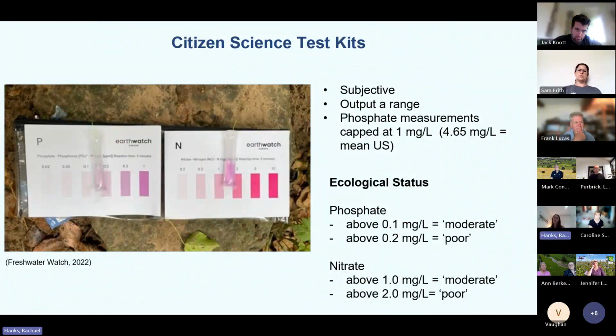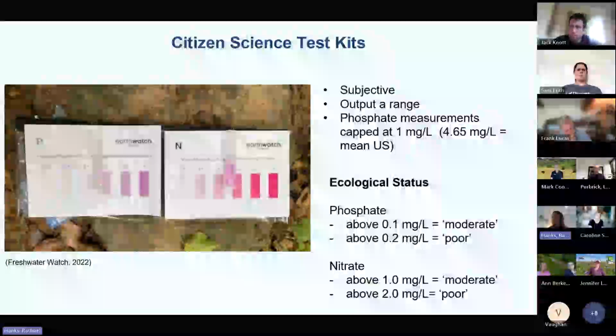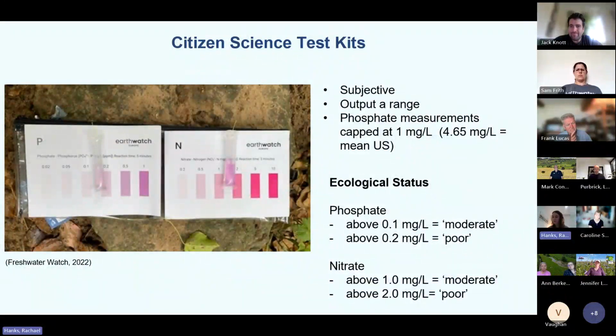And then just a little bit on the citizen science. So I've got an image here from Freshwater Watch of the test kits for nitrates and phosphates, as I'm sure many of you are familiar with. And one of the main limitations here is that the phosphate measurement is capped at 1 milligram per litre. And I was getting readings of 9.2 around the outfall pipe, so quite a lot higher than what can be tested for by the citizen science test kits. And the mean upstream was 4.65, so the average was way above the amount anyhow.